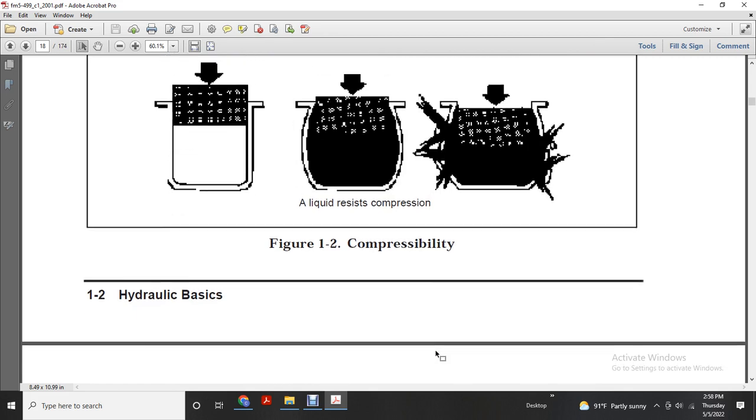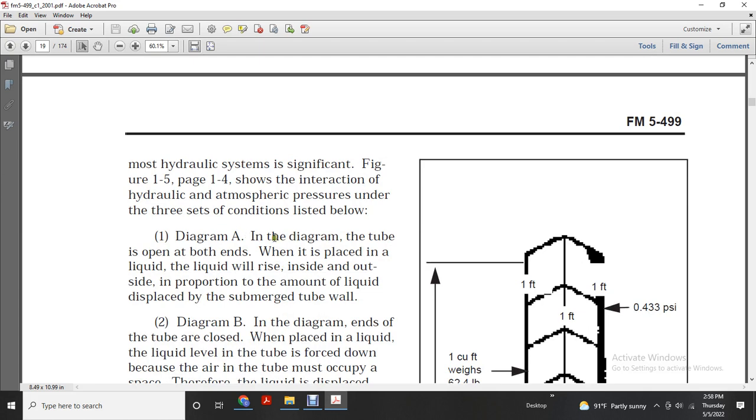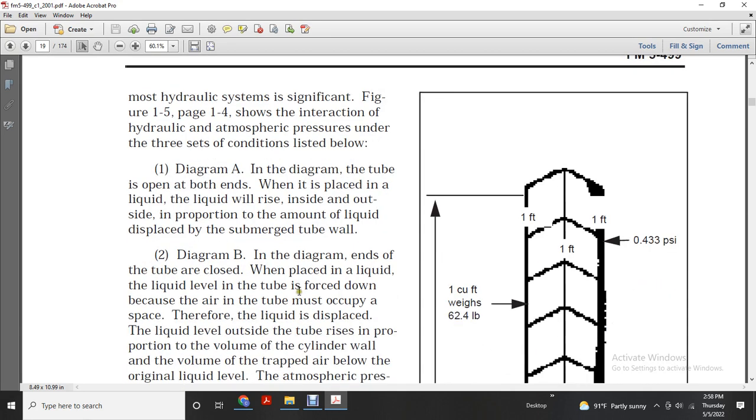Most hydraulic systems are significantly affected by this. Figure 1.5 shows the interaction of hydraulic and atmospheric pressure under the conditions listed below. Diagram A shows a tube open at both ends placed in liquid. The liquid will rise inside and outside the tube in proportion to the amount of liquid displaced by the submerged tube wall.